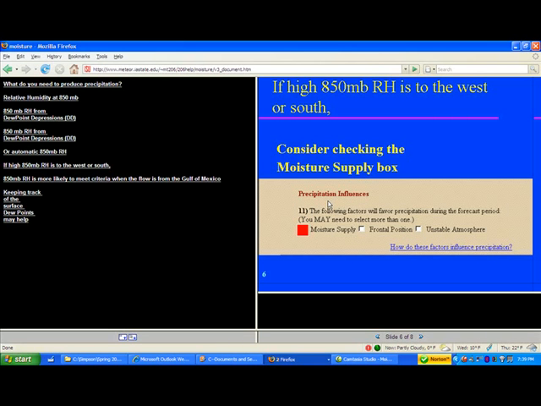Because as you know now, using Mountain Sim, if we lift the air and there's sufficient moisture, then we can produce precipitation. So we have to lift the air. We have to lift moist air. And so these are the things that we look at.